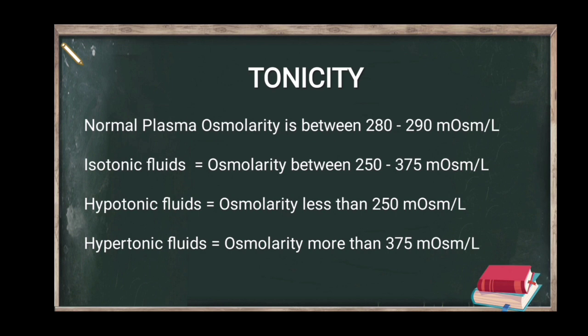And the fluids which contain an osmolarity less than 250 milliosmoles per liter are called hypotonic fluids. Hypo means less. That means less osmolarity or less concentration than the plasma. The fluids which contain an osmolarity more than 375 milliosmoles per liter are called hypertonic fluids. Hyper means more. That means the osmolarity or the concentration of that fluid is more than that of plasma.